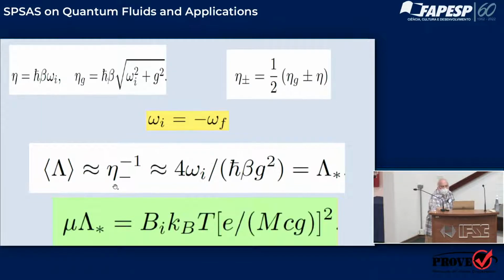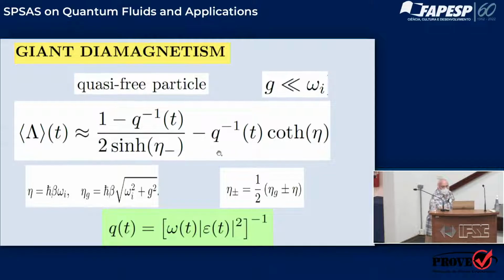Therefore, the difference will be very small. Therefore, we have a very small denominator. And the magnetic moment will be small when the numerator is also small, and the numerator is small when this parameter q here is close to unity. Then we have a small numerator and a small denominator, and something not very big will appear. This appears exactly in this equilibrium state.